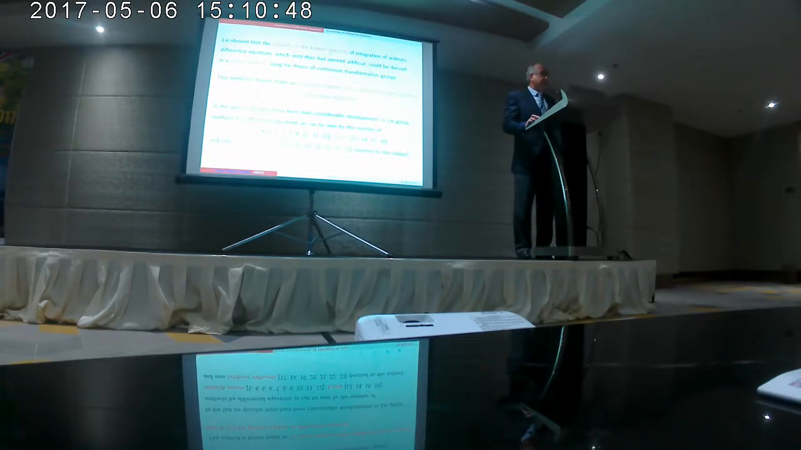So Lie showed that the majority of the known methods of integration of ordinary differential equations, which until then had seemed artificial, could be derived in a unified manner using his theory of continuous transformation groups. So this method is known today as Lie group analysis and is indeed the most powerful tool to find the general solutions of differential equations.